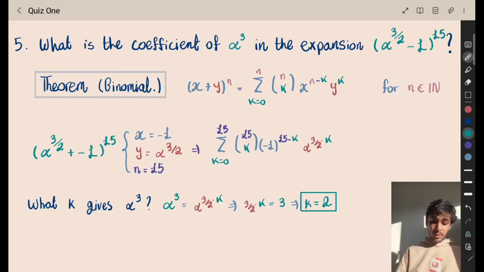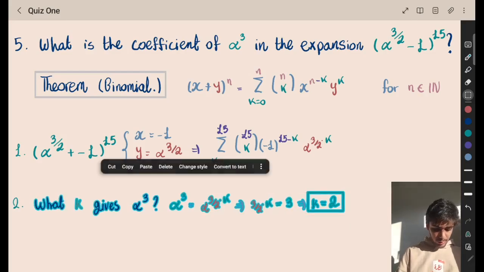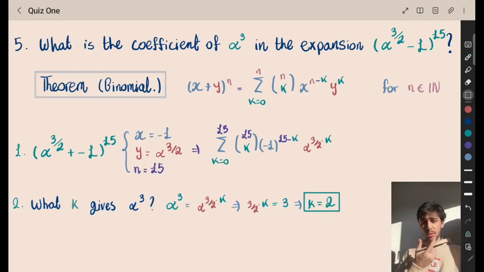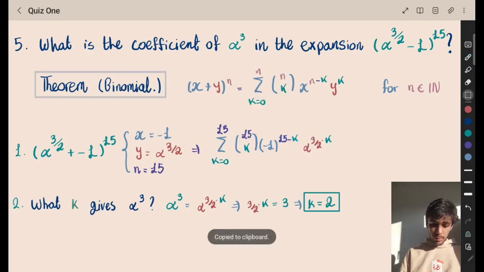So that is the second question you asked. So the first step you could do is you could utilize the binomial theorem. The second step is to ask this very key question. Once this is done, you are very much ready, because the term that we're talking about is precisely this one.